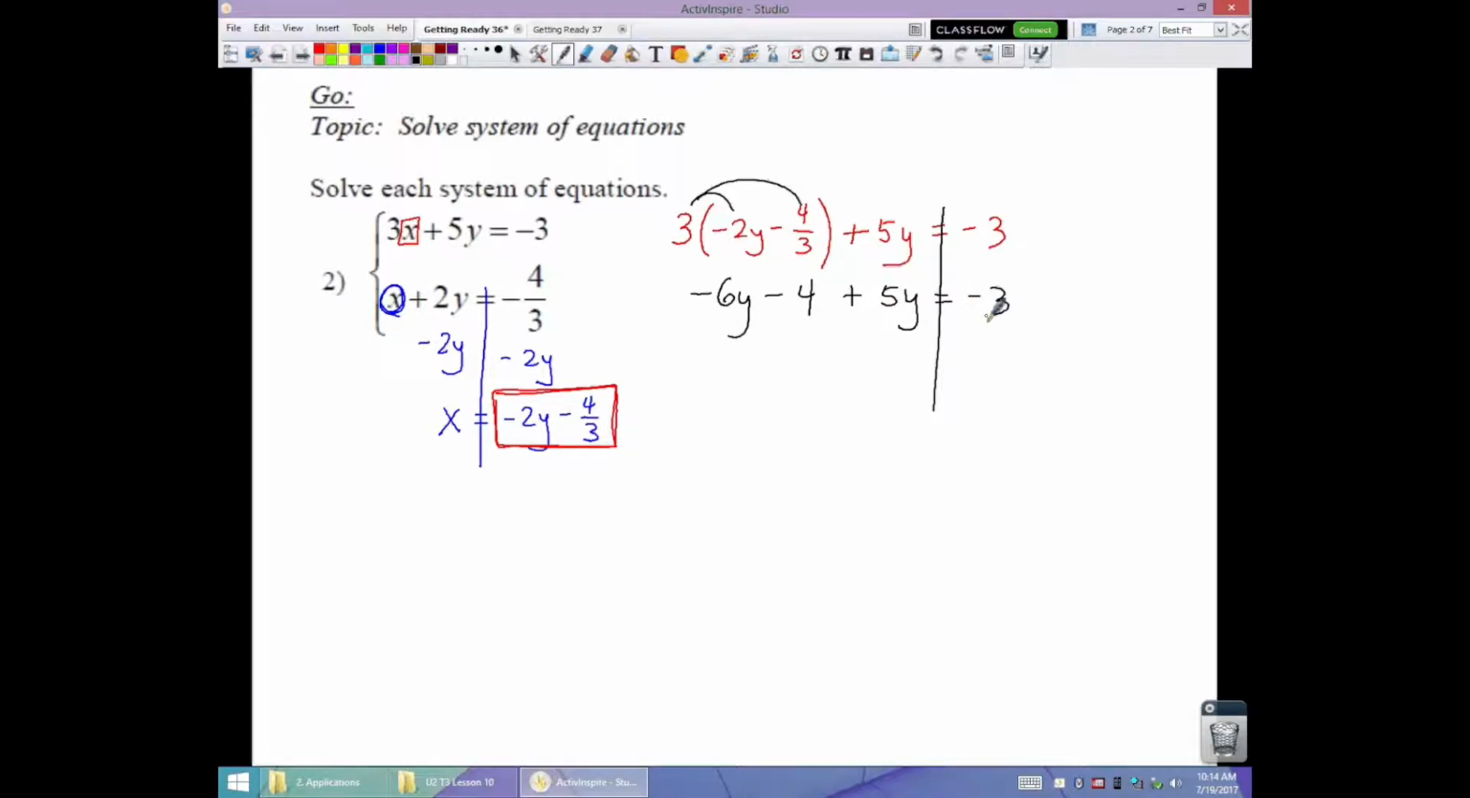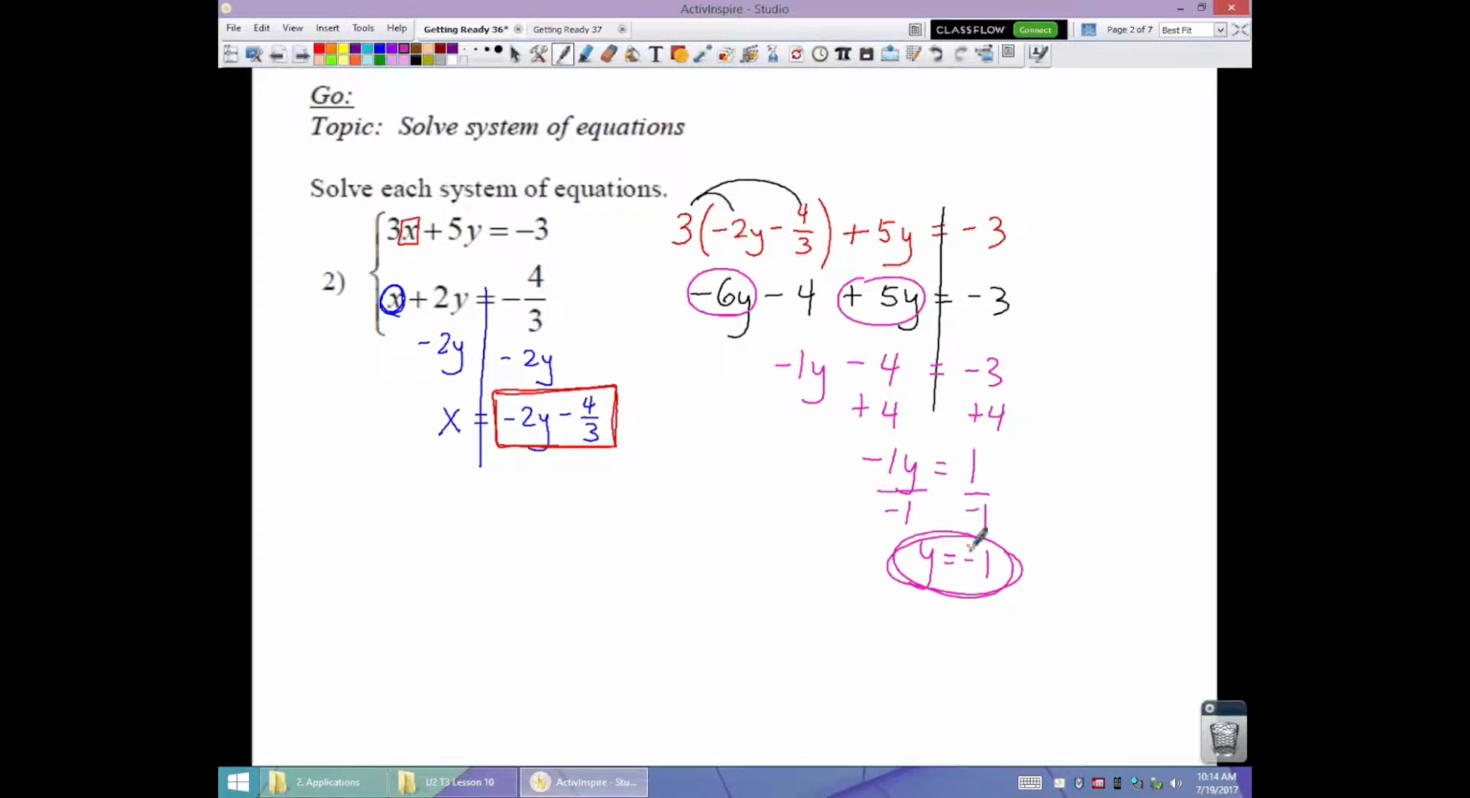I have some like terms here. Negative 6y and positive 5y make negative 1y. Still have a minus 4 there with it, equals negative 3. Add 4 to both sides, so negative 1y equals positive 1. To get rid of that negative 1 coefficient, you divide both sides by negative 1, and y is negative 1. Now remember, that's only half of the solution.